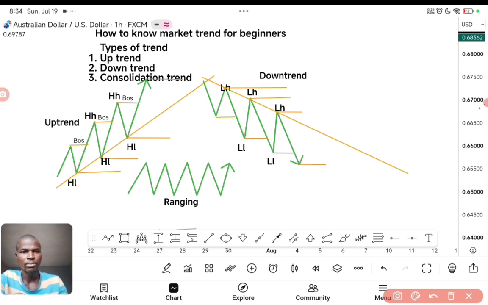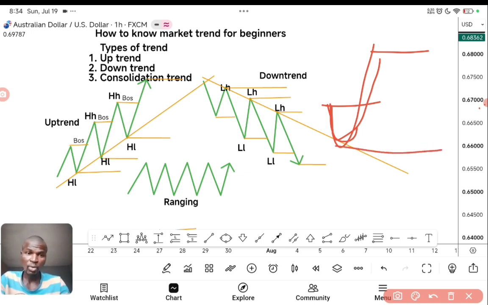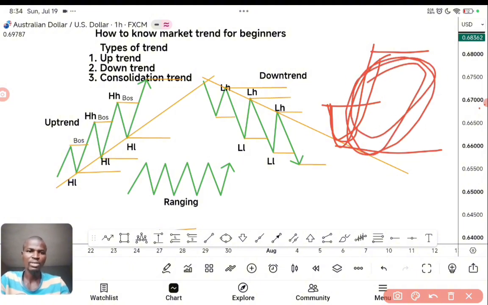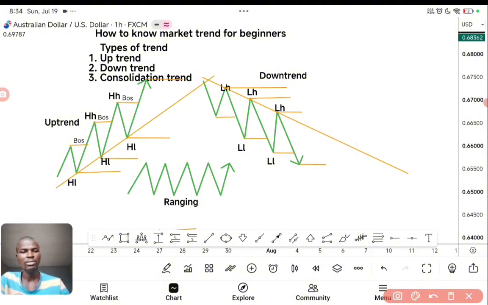Like this. This is a breaking structure. When this structure is being broken to the upside, it means we are in an uptrend. So I'll just focus on this current swing like this. This is the only zone I will be focusing on.